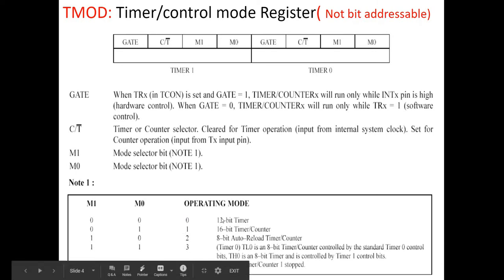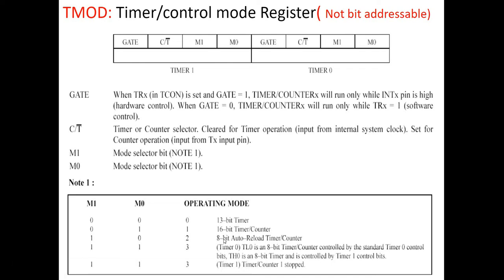In mode 1, it provides a 16-bit timer or counter, in mode 2 it gives an 8-bit auto-reload timer or counter, and in mode 3 it is an 8-bit timer or counter controlled by the standard timer 0 control bits. Here we'll mainly be discussing mode 1 and mode 2 programming, where mode 1 is a 16-bit timer and mode 2 is an 8-bit auto-reload timer.